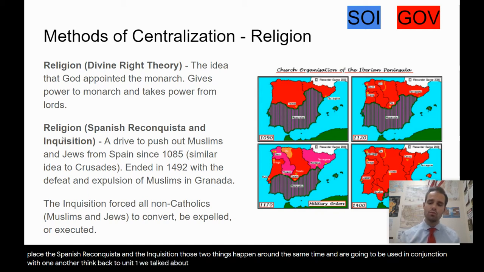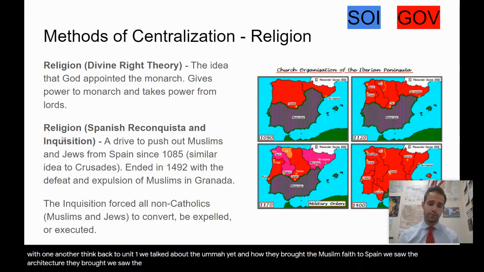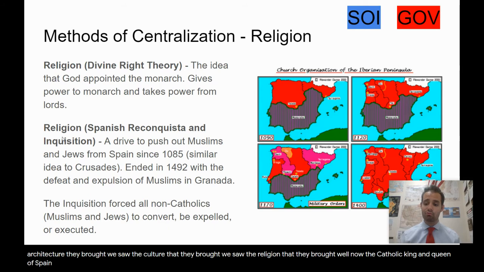Think back to Unit 1. We talked about the Umayyads and how they brought the Muslim faith to Spain. We saw the architecture that they brought. We saw the culture that they brought. We saw the religion that they brought. Well, now the Catholic King and Queen of Spain don't really like that, and they want to drive the Moors or the Muslims out of Spain.